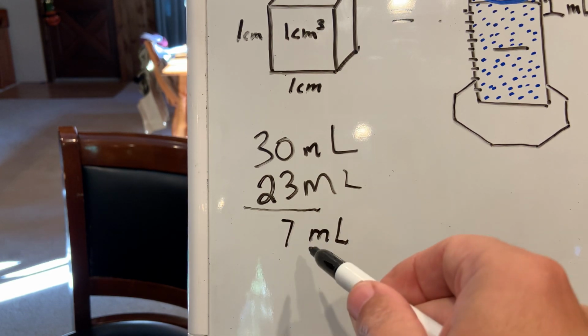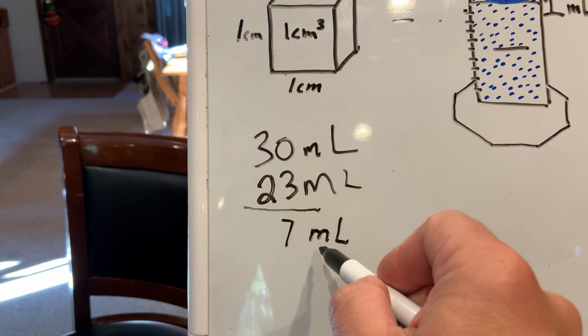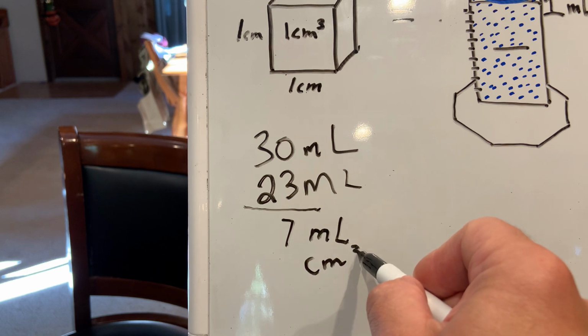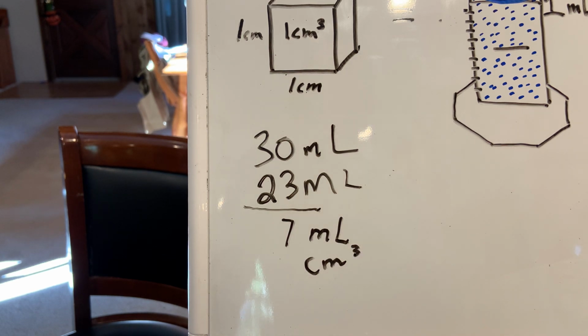Okay, now, instead of saying that the volume of it is 7 milliliters, could I say that it's 7 centimeters cubed? Absolutely. In fact, when we deal with things that are solid, we usually say centimeters cubed. And when we deal with things that are liquid, we usually use the unit milliliters. But remember, it's the exact same thing. Let's do one more.